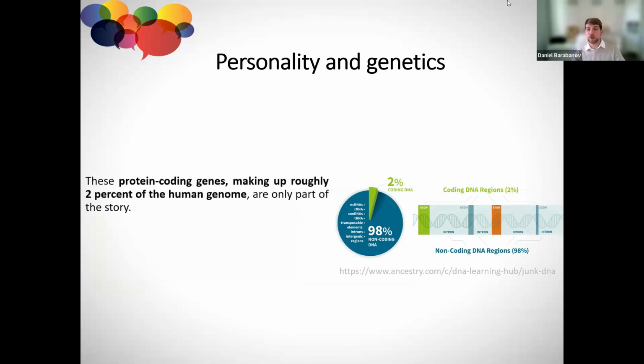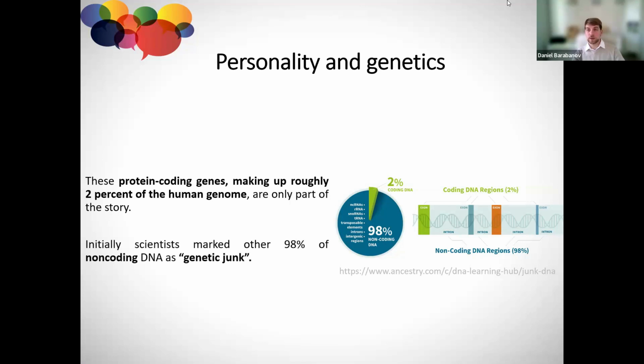Also, we have two types of genes. If we roughly divide them into two groups, they're not equal in size. So there are protein coding genes and non-coding genes. Protein coding genes make up only 2% of the human genome, so it's disproportionately small compared to the share of non-coding DNA, but it doesn't mean that they're more important.